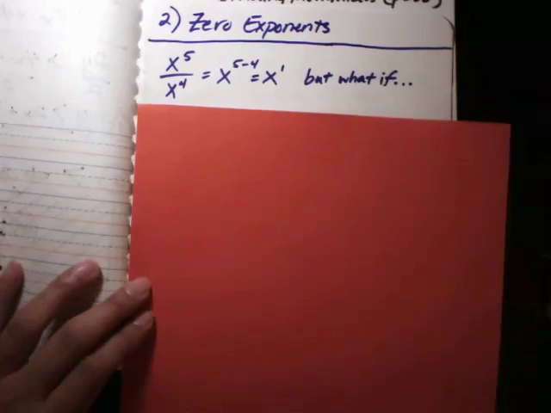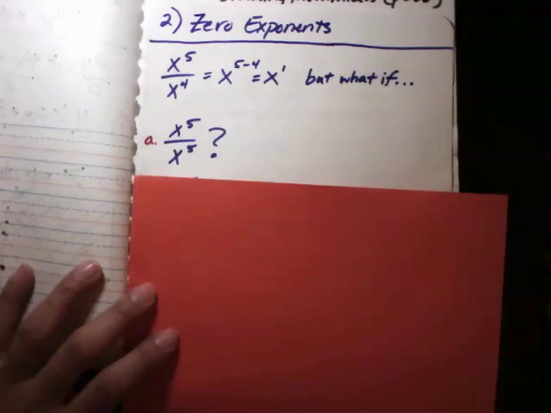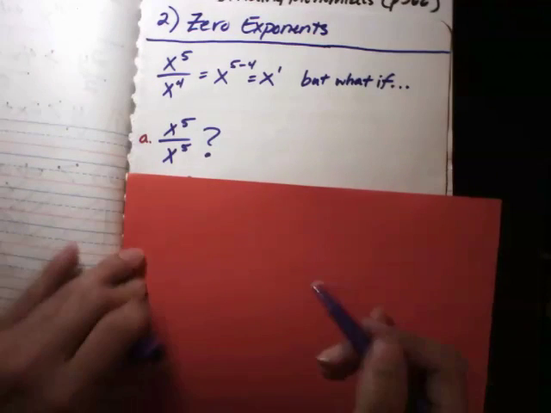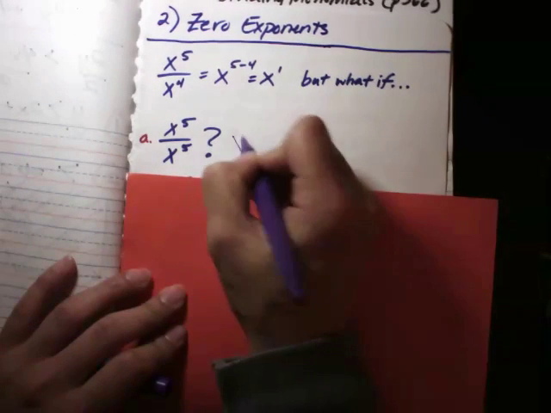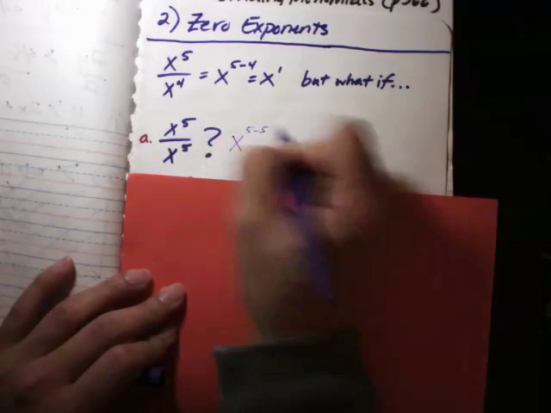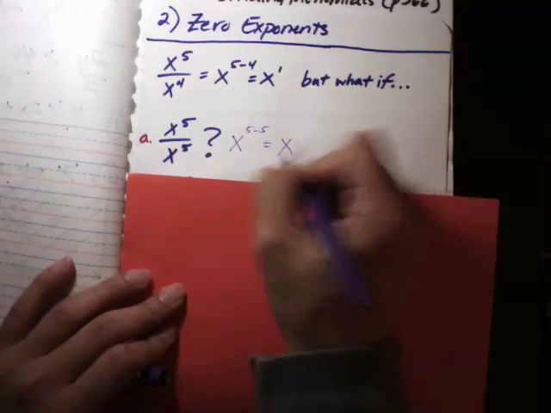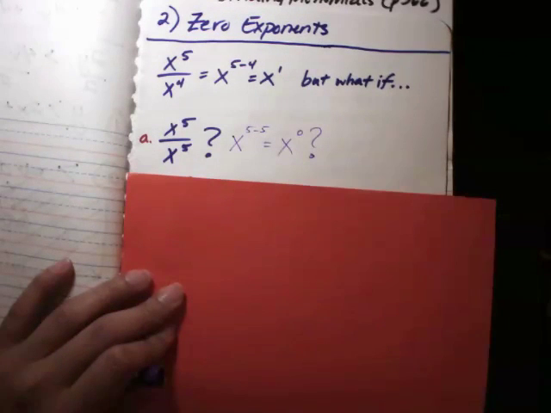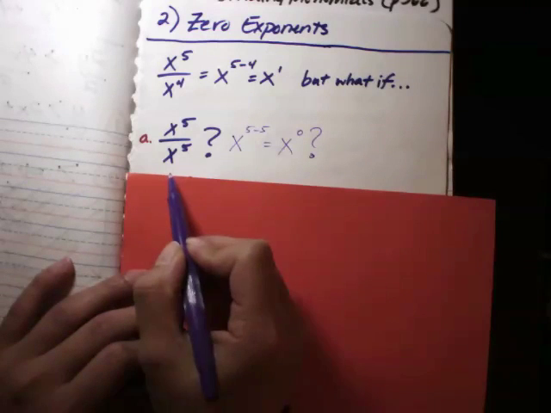But what if you have a situation like this? X to the 5th divided by x to the 5th. Well, technically, the bases are the same. The base is x. You would subtract the exponents, but that's x to the 0. What is the value of x to the 0? We're going to go back to this.